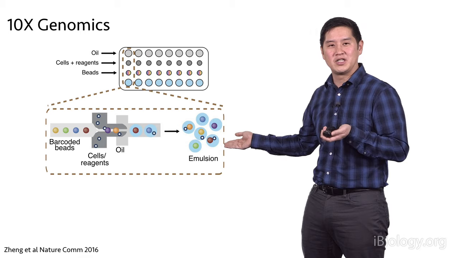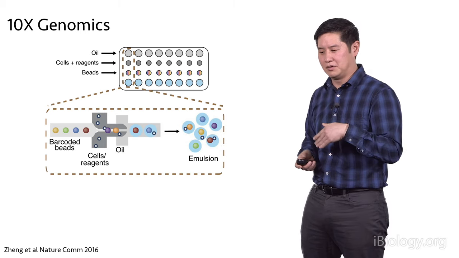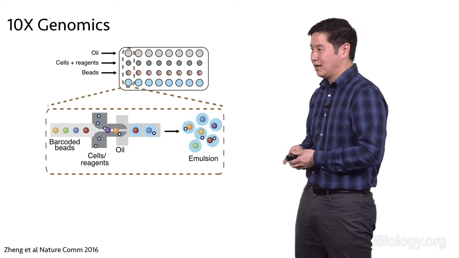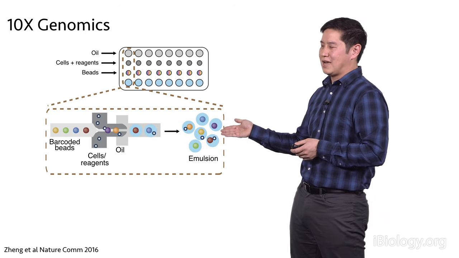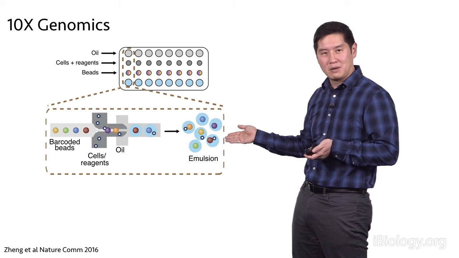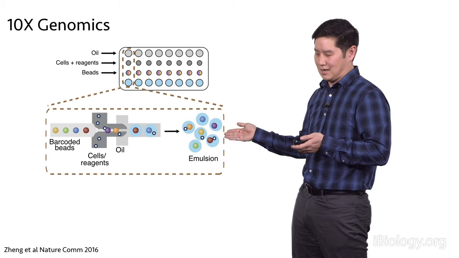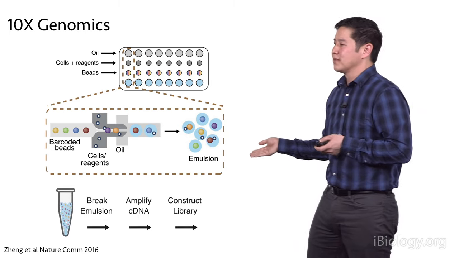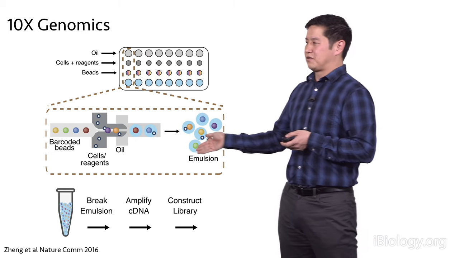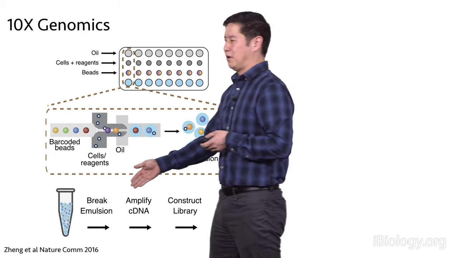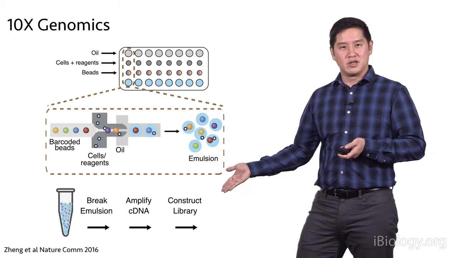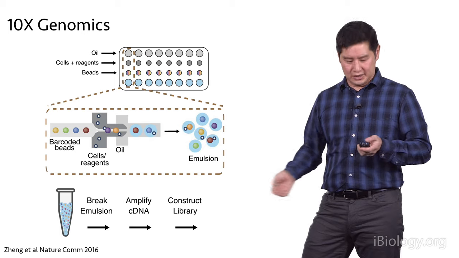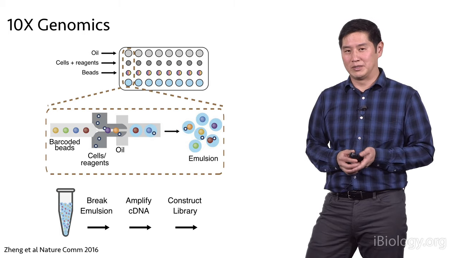And so this increased the efficiency by a lot because they don't have to load the beads at a low concentration. Another difference with this technique is that inside of these droplets, you don't just have capture, but you also undergo reverse transcription within these droplets, which is one other difference. So at the end of this reverse transcription reaction, you break the emulsion, you take the cDNA, you amplify it in a single tube, and then you construct your sequencing library, again in a single tube, and then you can sequence this on the sequencer.